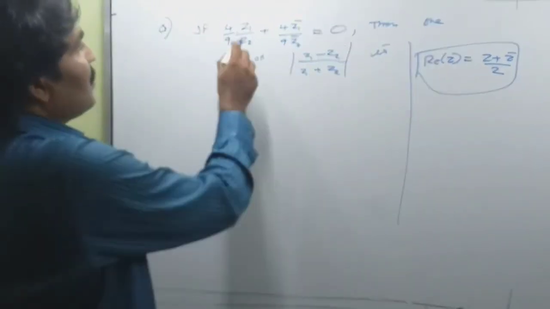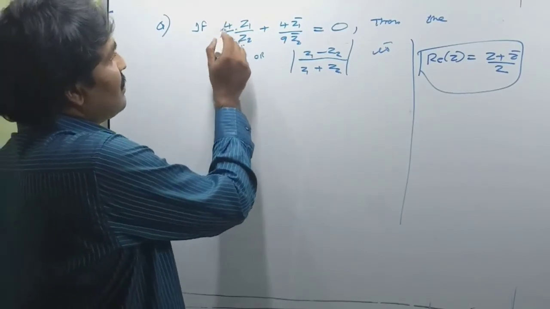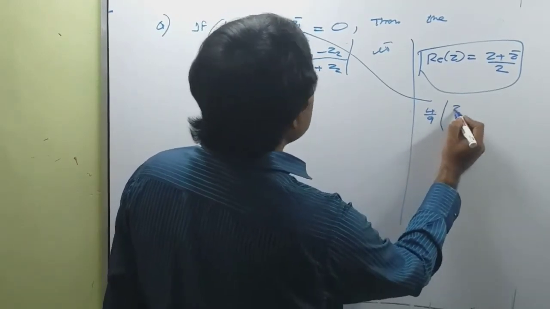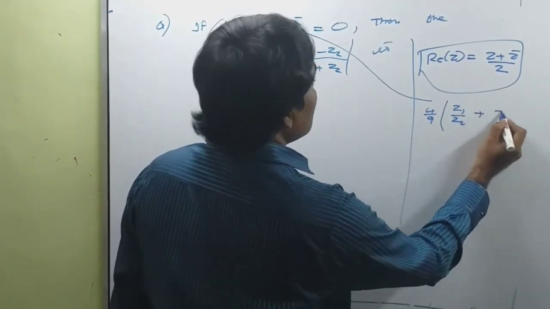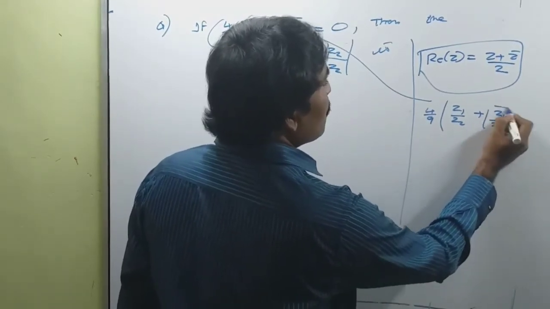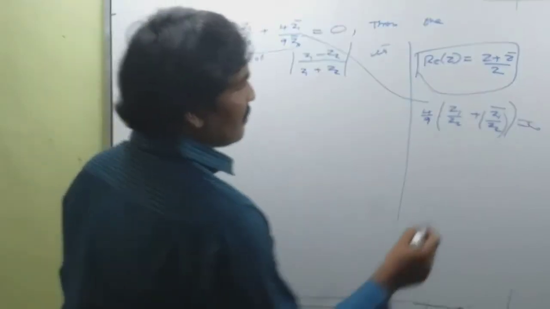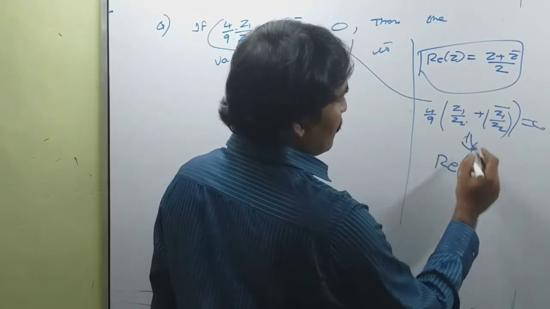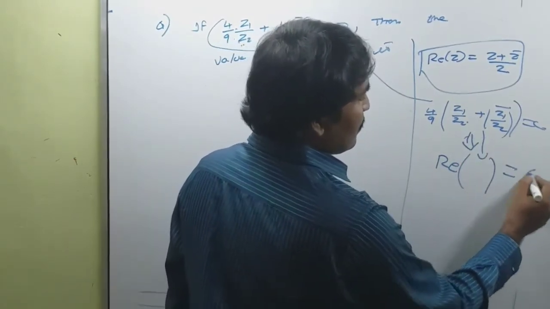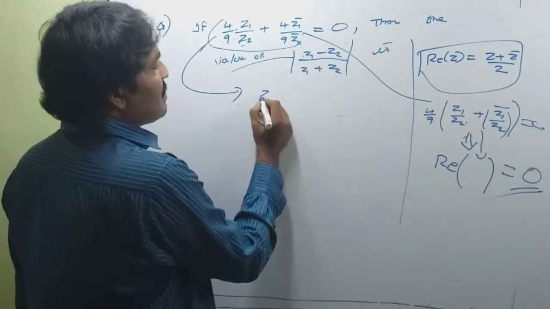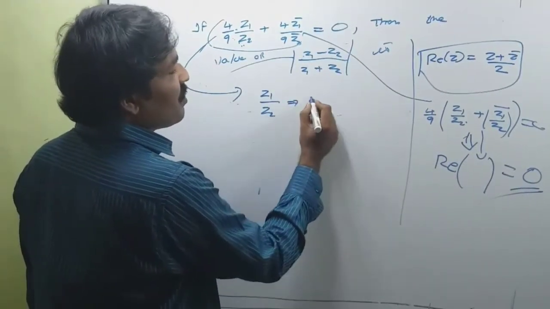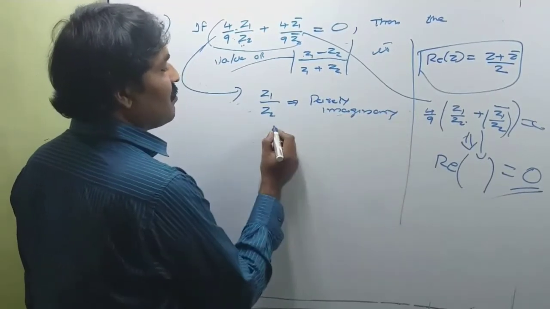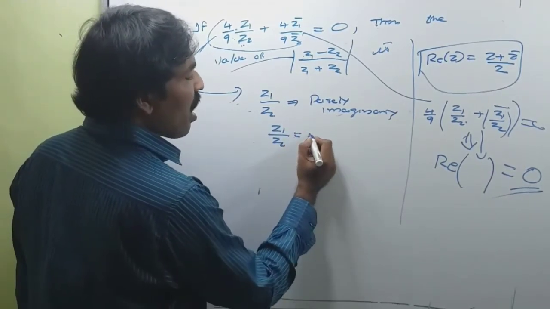Here in this complex number we can write this as 4/9 into Z1/Z2 plus Z1/Z2, the conjugate, is equal to 0. This means the real part of this complex number is equal to 0. This implies Z1/Z2 is purely imaginary. That implies Z1/Z2 is equal to i into y.